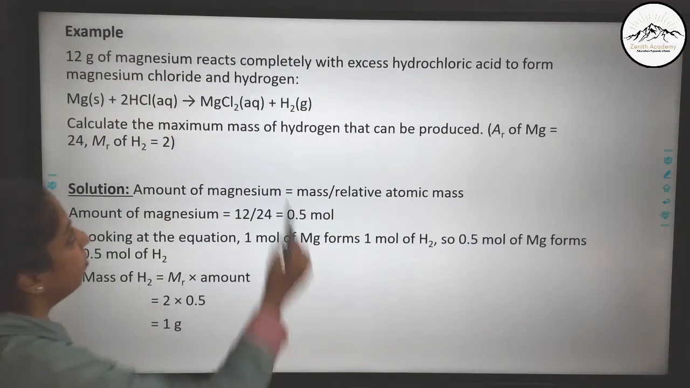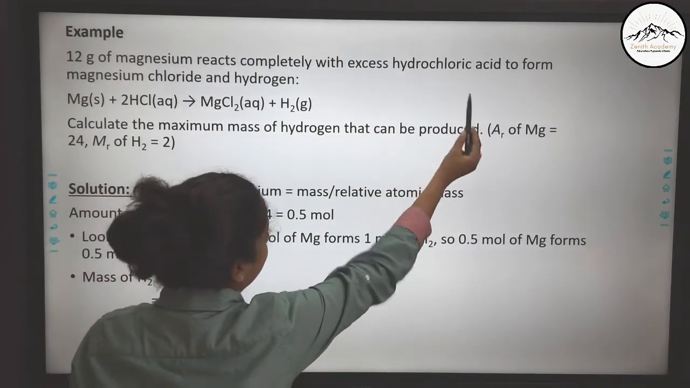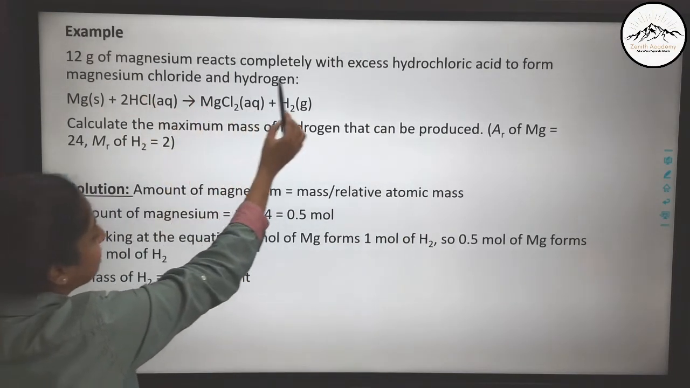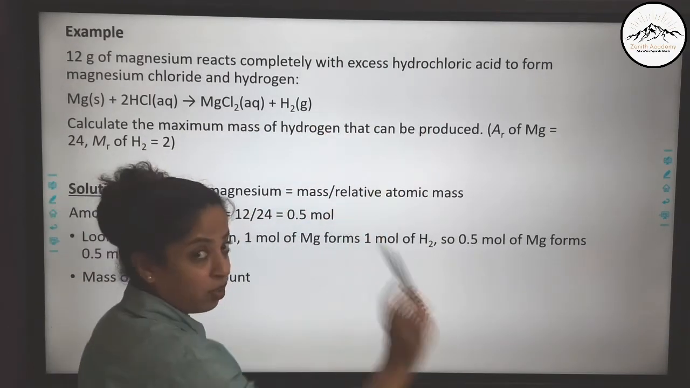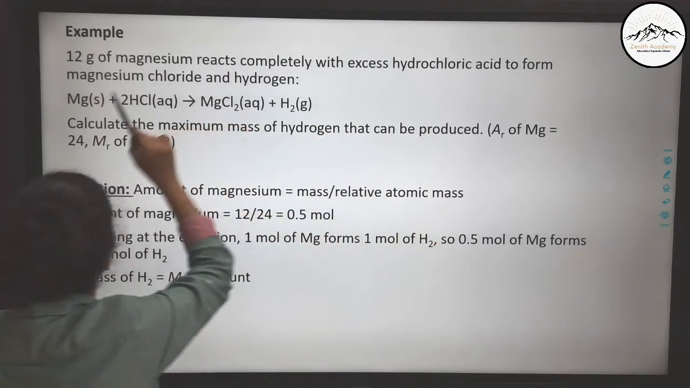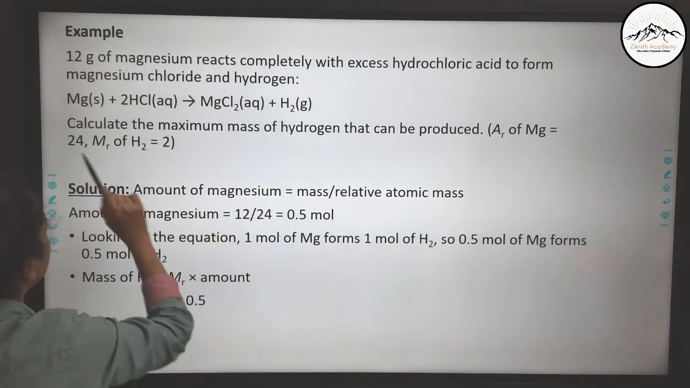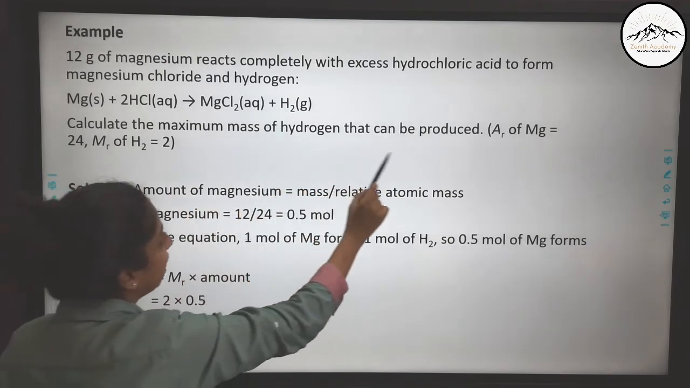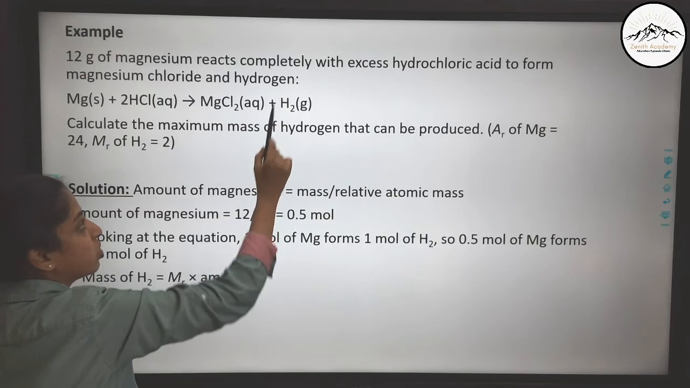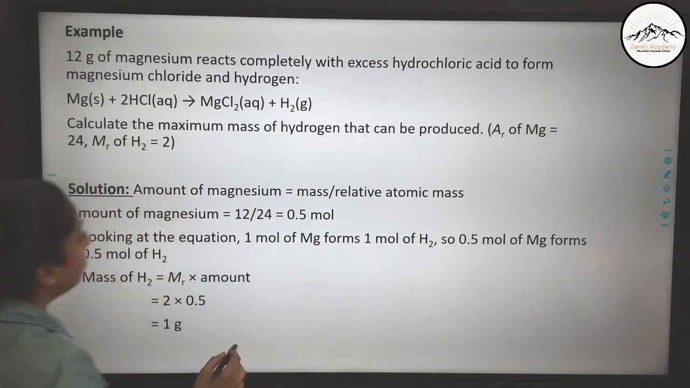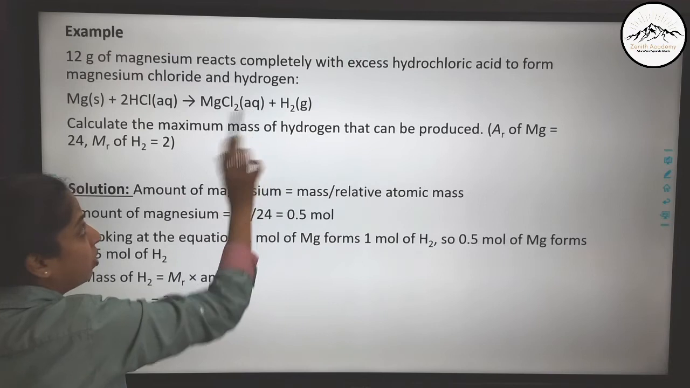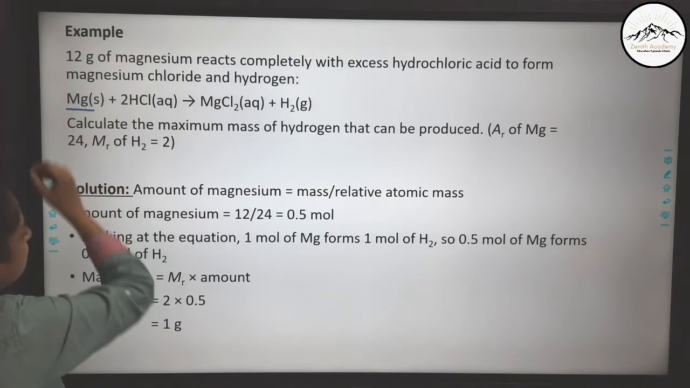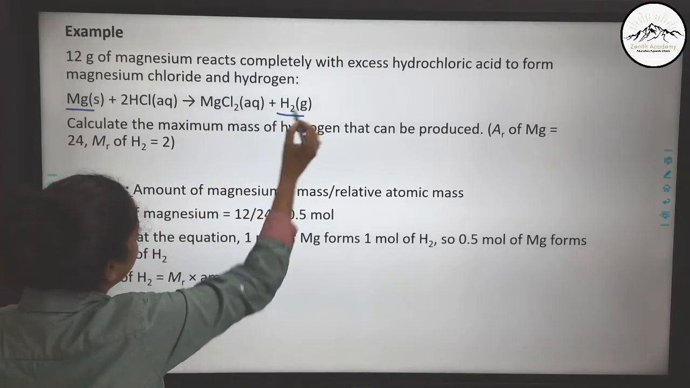12 grams of magnesium reacts completely with excess hydrochloric acid. So which is the limiting reactant? Magnesium, because it reacts completely with excess hydrochloric acid. Hydrochloric acid is in excess to form magnesium chloride and hydrogen. Okay. So this is the reaction that they have given. Calculate the maximum mass of hydrogen that can be produced. So they are asking the mass of the product. Okay. So if they are asking the mass of hydrogen, don't calculate the mass of MgCl2. Now, so first we will have to find the mass of Mg, and then we will relate with this.